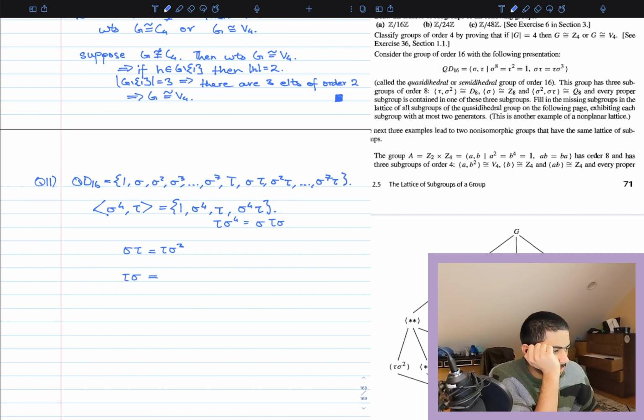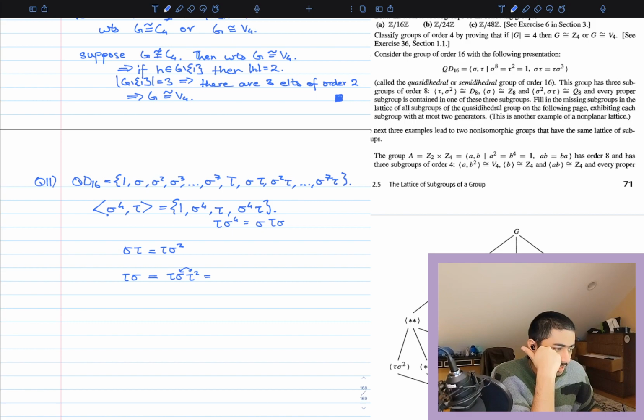Maybe we can use the fact that tau has order 2. Right? Tau has order 2, which means it's the same thing as tau cubed sigma. But I don't know that this is doing anything, really. What happens actually if we multiply by tau squared on the right hand side? Because this is like multiplying by 1, so it doesn't really change anything.